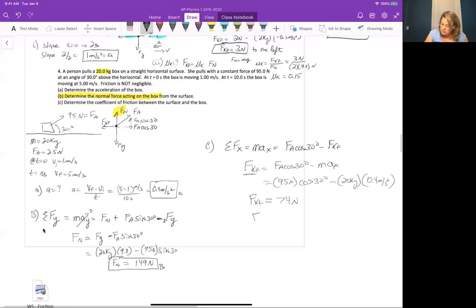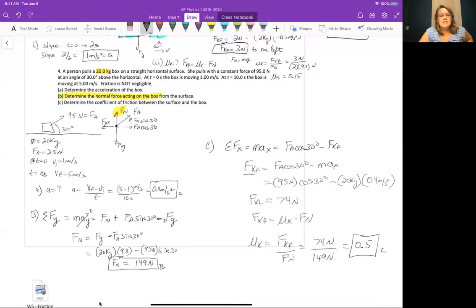Well, what is the definition of force of kinetic friction? It's mu k times Fn. And so mu k is equal to the force of kinetic friction divided by Fn, which is equal to 74 newtons divided by 149 newtons. And I get mu k to be equal to 0.5, approximately. And this is the answer to C. Come see me if you have questions.